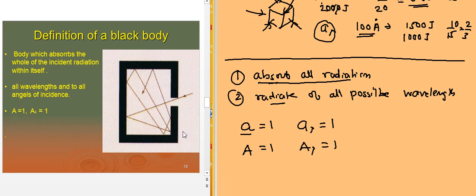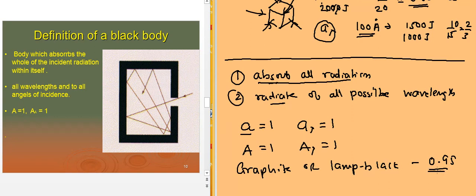Now, a perfectly black body is a perfect absorber, as I said, and by Kirchhoff's law, it is also a good radiator. It's able to emit radiation of all possible wavelengths. But at the same time, let's understand that a perfect black body is not possible. It's a theoretical construct. Yes, there are objects which can approximate a black body, for example graphite or lampblack. They have absorptivity in the range of 0.95, around those values, and therefore they are a good approximation of a black body.